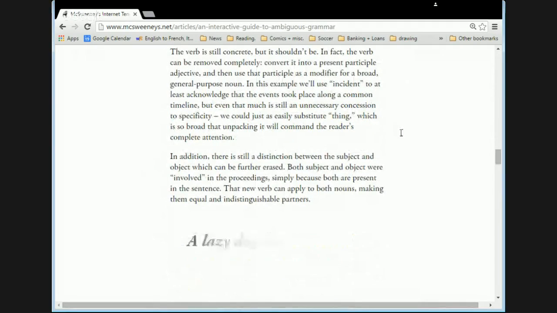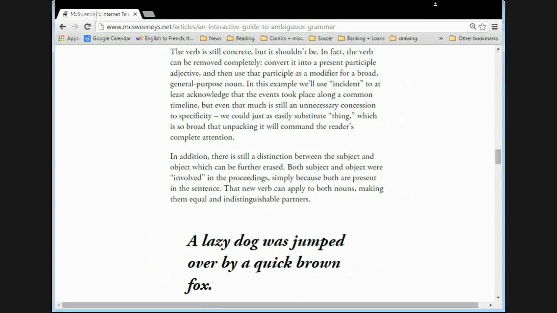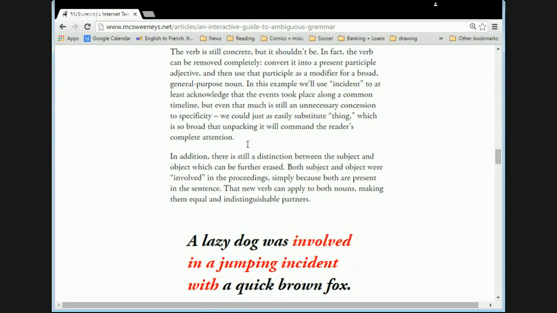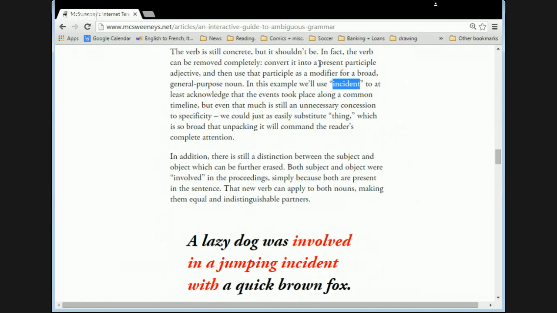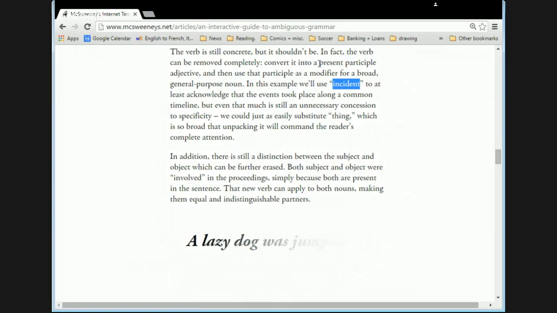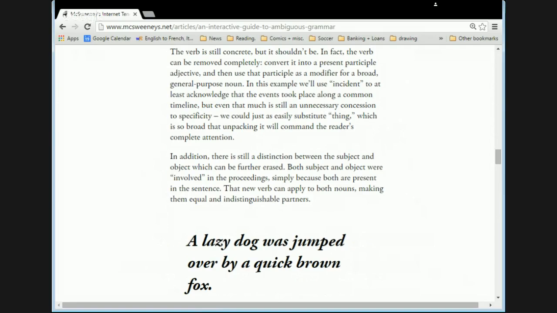So that's changing was jumped over to was involved in a jumping incident. Does that make sense? It's a little bit tricky. We're talking a lot about grammar. Any questions here?